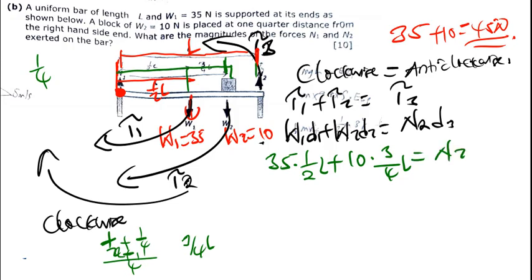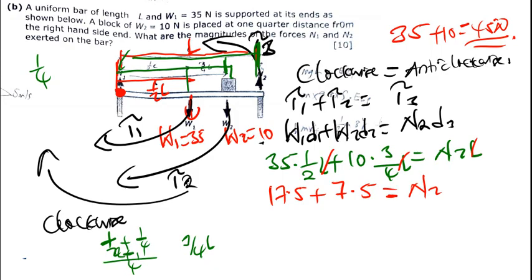D3 is the distance from this point here all the way to that point, which is L. At this point, I can clearly see that L appears everywhere. I can cancel L. So I'll have 35 divided by 2, I'll have 17.5, plus 10 times 3 divided by 4. I'll have 7.5, like that. I'll have 7.5 is equal to N2.